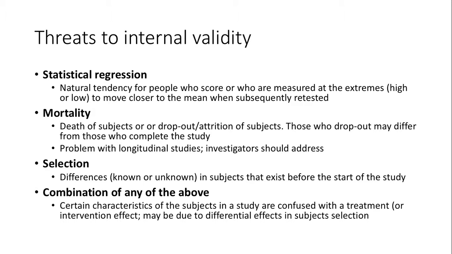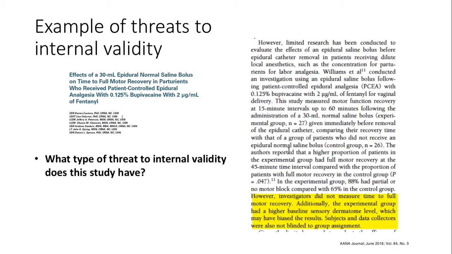Another threat is selection bias, where maybe there are differences, either known or unknown, between the subjects that exist before the start of the study, and there could be a combination of any of the above.